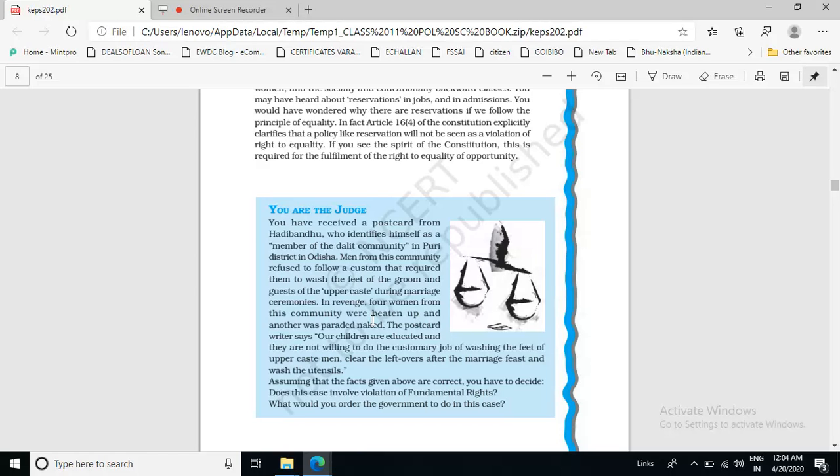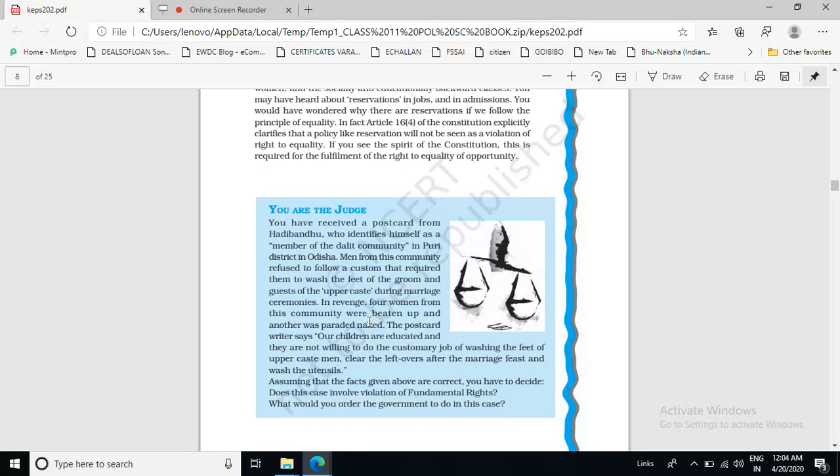The postcard writer says our children are educated and they are not willing to do the customary job of washing the feet of the upper caste men, clear the leftovers after the marriage feast, and wash the utensils. Assuming that the facts given above are correct, you have to decide, does this case involve violation of fundamental rights? What would you order the government to do in this case?